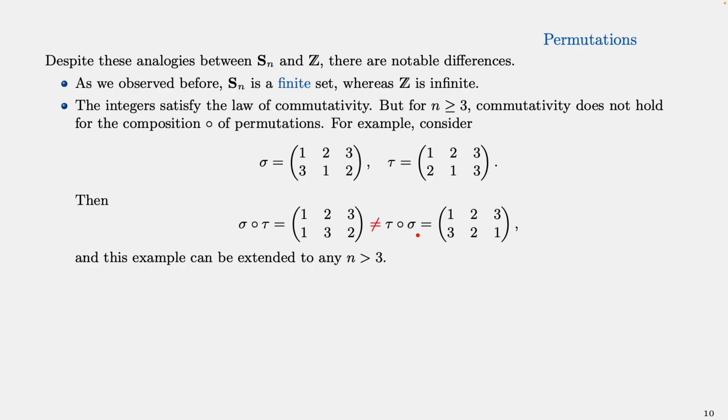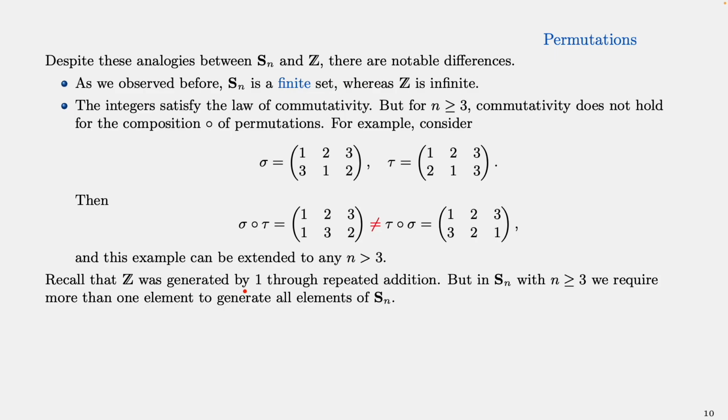But if we compose them the other way around, first apply sigma and then tau, we get the permutation that fixes 2 and swaps the other elements, so the one that swaps 3 and 1. And clearly these two are not the same. So here, with respect to the composition of permutations, we do not have commutativity. And you can easily extend these permutations here to permutations of any number larger than 3. So this example also holds for larger numbers than 3. And we see that for any n greater or equal 3, the permutation set with the composition is not commutative.